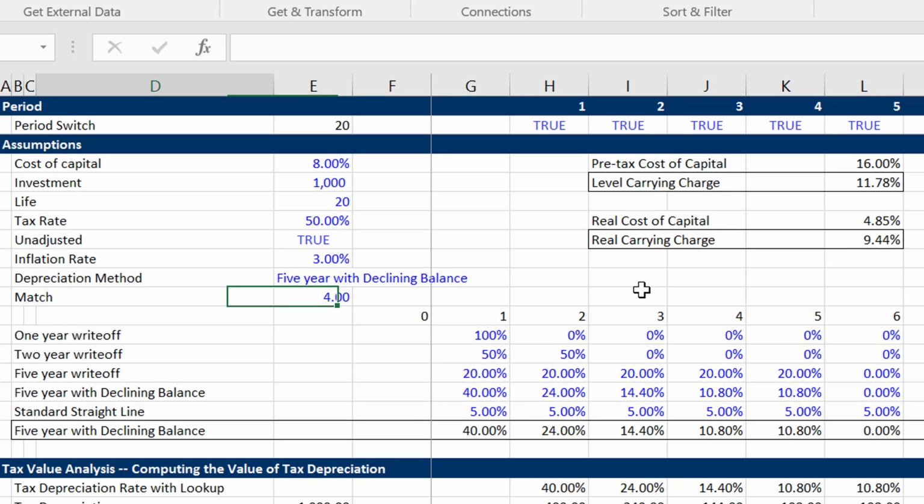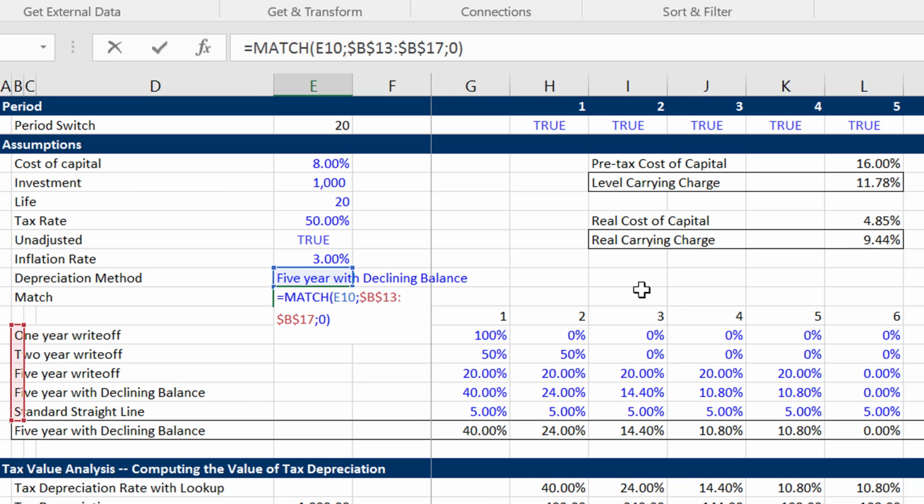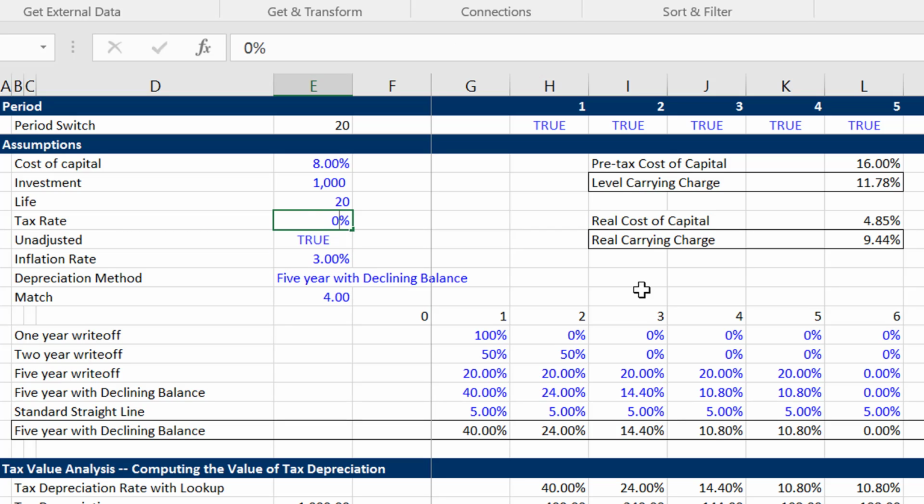Okay, and if we have a 5-year write-off with declining balance, oh shoot, I forgot to put in the 0. Sorry about that. Maybe you noticed that. Okay, so if we have a 5-year write-off, let's put a 0% tax rate. We're at 8, and a 50% tax rate. We're at 9.44, 30% tax rate, 8.74. I think you're a lot closer to the 1-year tax write-off if you have that.